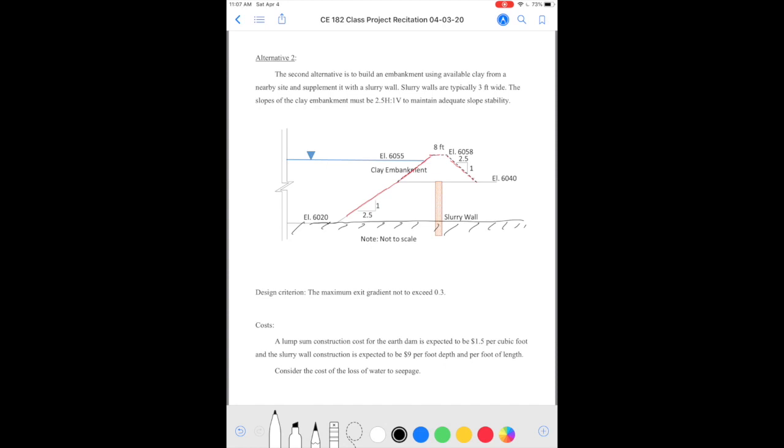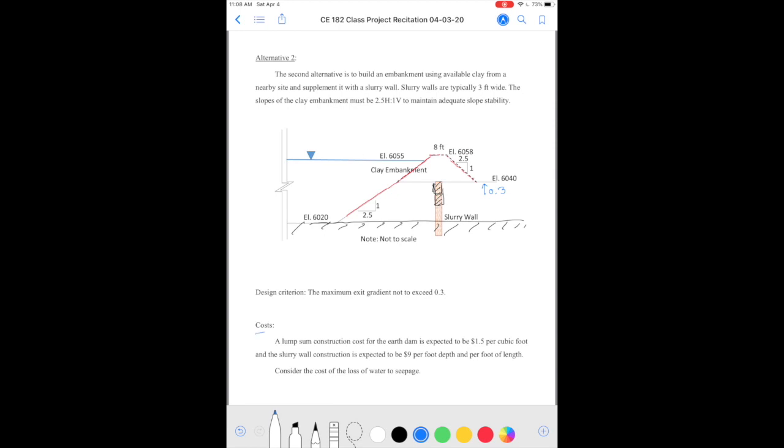And the second thing you are going to do is, if the exit gradient is not less than 0.3, then you will start adding slurry wall at some increments until your exit gradient here is less than 0.3. So you may not need the slurry wall to go all the way into the claystone, or you may. So you will find that out after you do your analysis and cost estimates.